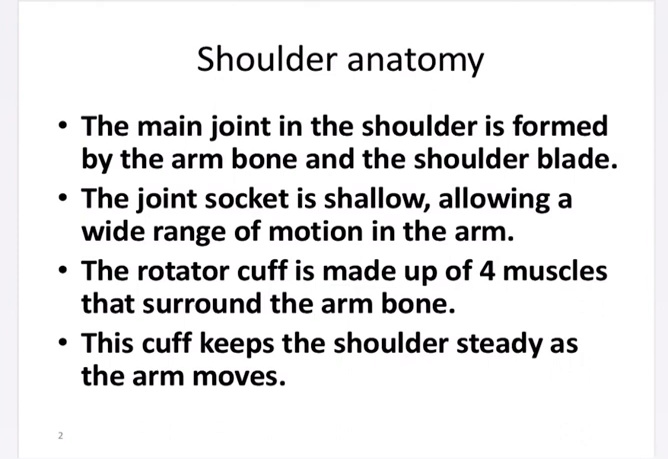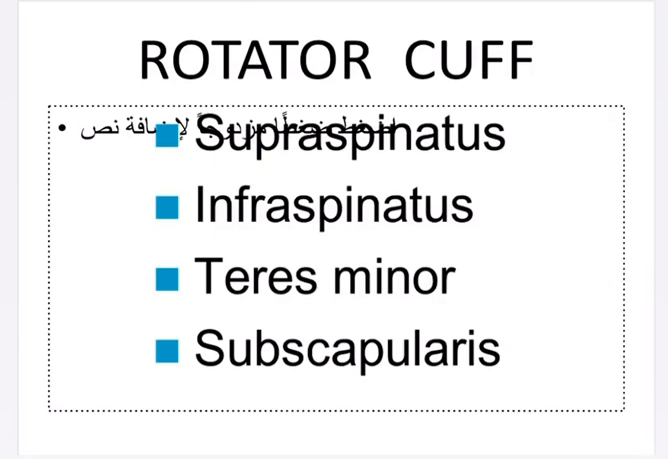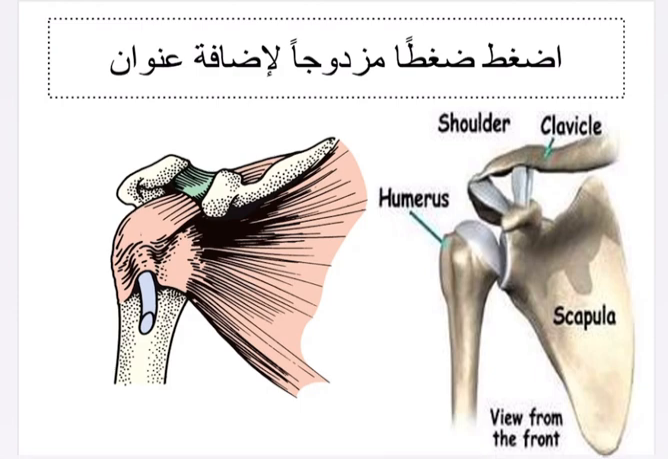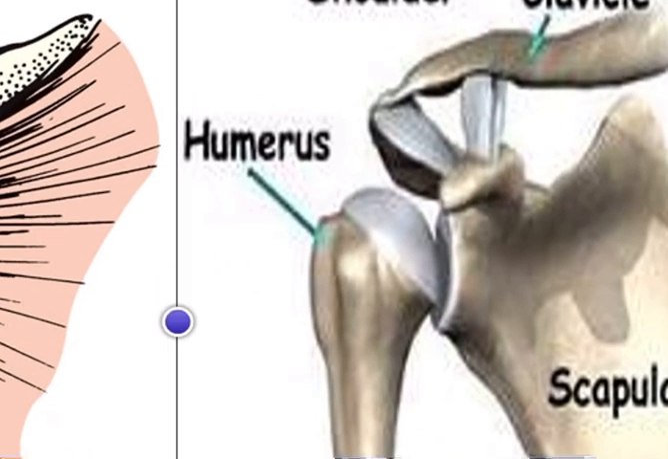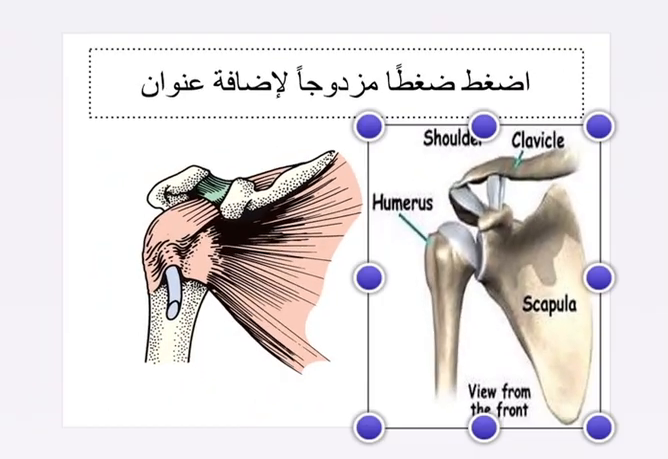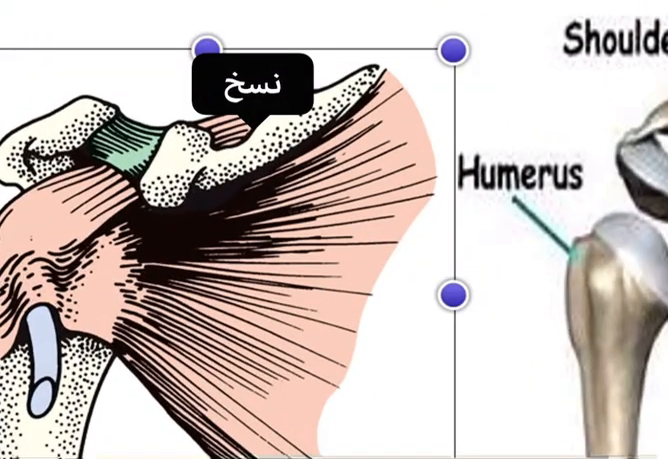The stability of this joint depends mainly on the rotator cuff, which is made of four muscles surrounding the arm bone. This cuff keeps the shoulder steady as the arm moves. Rotator cuff is composed of supraspinatus, infraspinatus, teres minor, and subscapularis. This picture shows the anatomy of the shoulder and the anatomy of the rotator cuff.